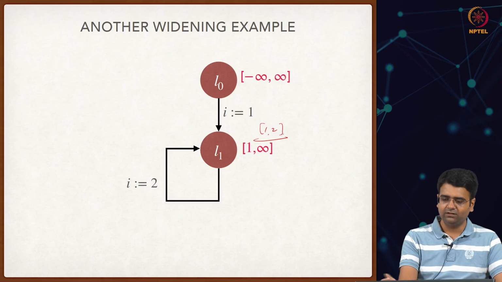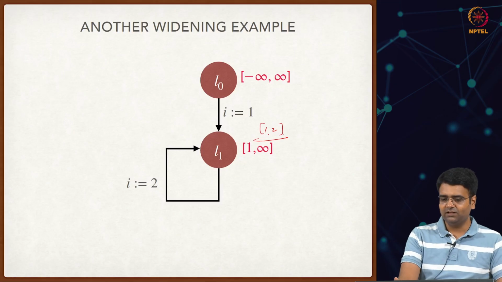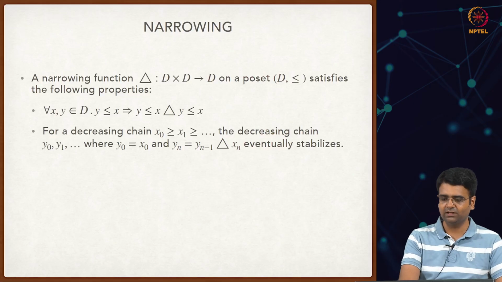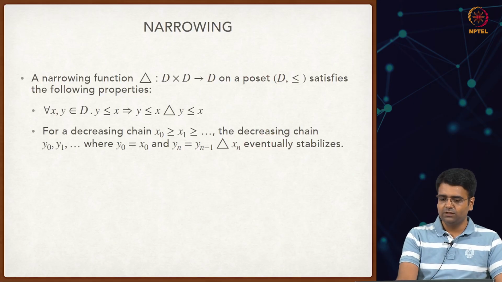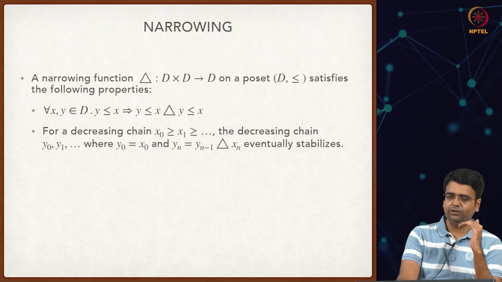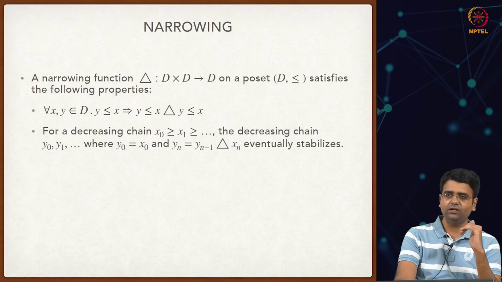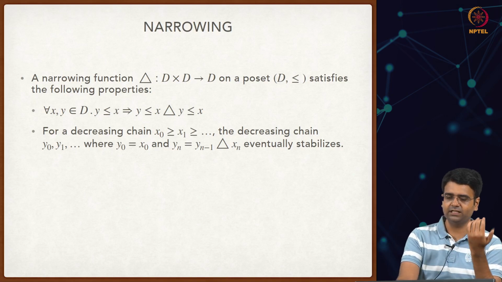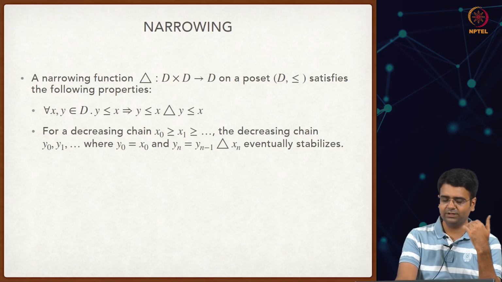So what do we do then? Now there is a way around, which is through the narrowing operator. If you use the widening operator, you introduce imprecision, but the widening operator may be necessary if your abstract domain does not satisfy the ACC, the ascending chain condition. So if you want to recover precision, then you can use the narrowing operator.